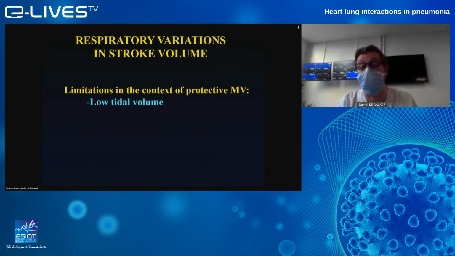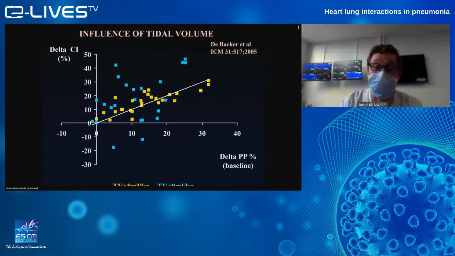So the problem is that we unfortunately have some limitations, and this, of course, may be even more pronounced in the context of protective mechanical ventilation that we apply in these patients. The first aspect is, of course, the low tidal volume. And we have demonstrated a few years ago that when a low tidal volume lower than 8 milliliters per kilogram is used in these patients, the prediction of the response to fluids is really lost in these conditions. And this is a little bit worrisome because we more and more ventilate our patients with tidal volumes lower than 8 compared to what we did previously.